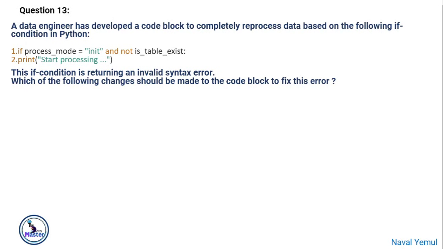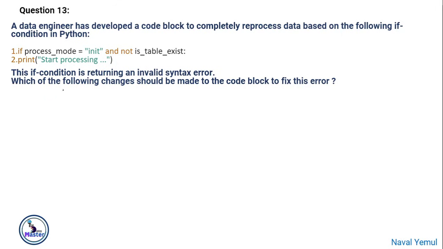Moving forward to the next question. So a data engineer has developed a code block to completely reprocess data based on the following condition in Python. If processing mode is init and not is table exists, print start processing. If this if condition is written with an invalid syntax, which of the following changes should you make to the code block to fix this error?